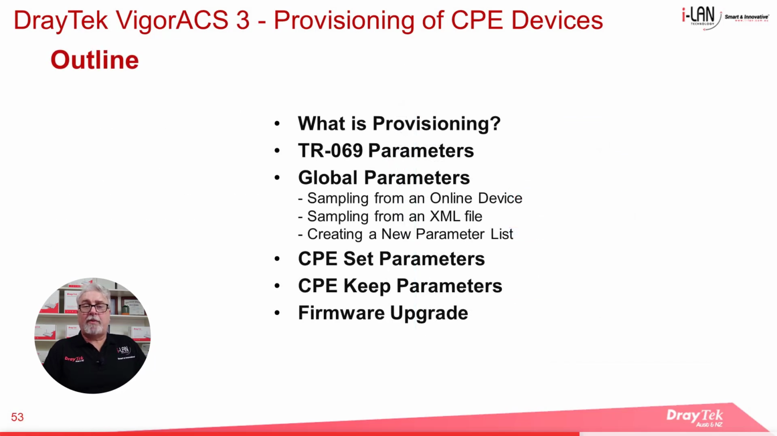Okay, we've reached the end of the presentation today. To summarise, we started by looking at what provisioning is and how TR-069 parameters are involved. We looked at provisioning using global parameters, where there's 3 methods that can be used to create profiles. These were sampling from an online device, sampling from an XML file, and creating a new parameter list. Other provisioning options we looked at were CPE Set Parameters, CPE Keep Parameters, and Firmware Upgrade.